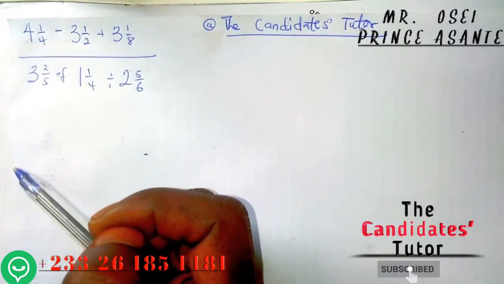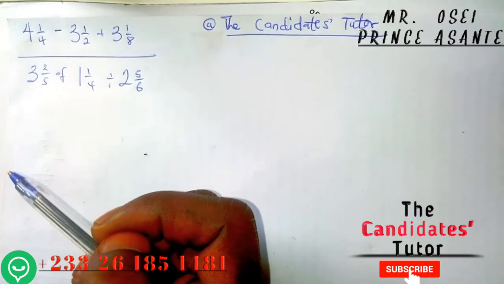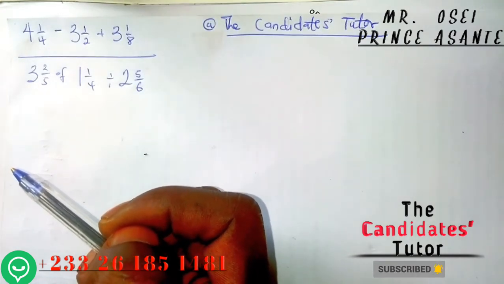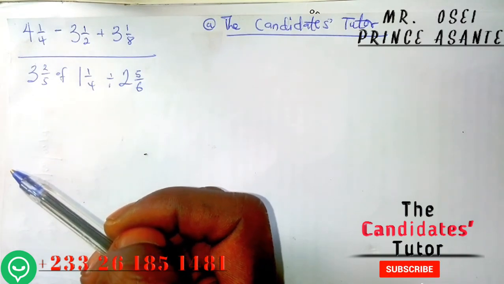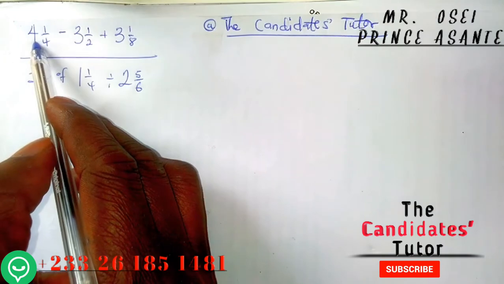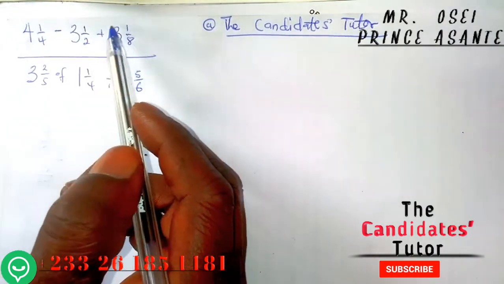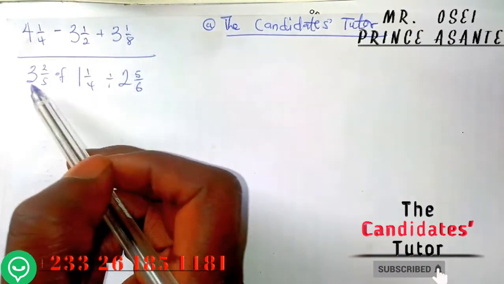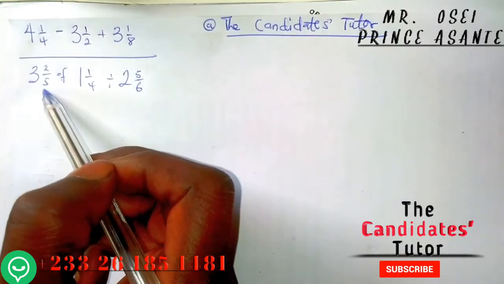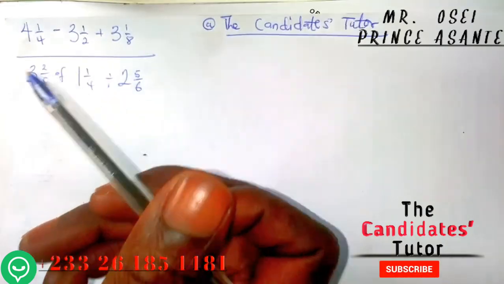So what we are supposed to do is to apply simple BODMAS, and we have to convert all the mixed fractions to improper fractions. So we have 4 whole number 1 over 4 here, minus 3 whole number 1 over 2, plus 3 whole number 1 over 8, all over 3 whole number 2 over 5 of 1 whole number 1 over 4, divided by 2 whole number 5 over 6.